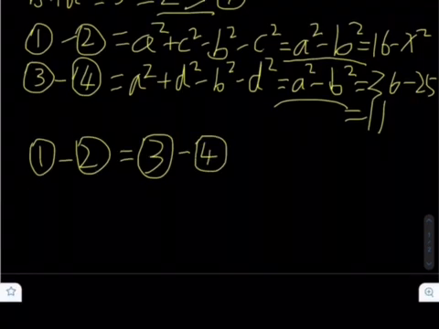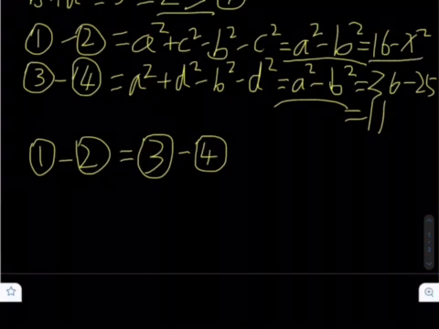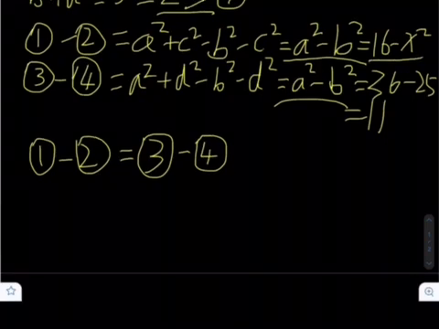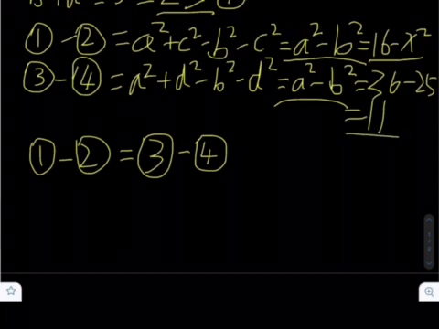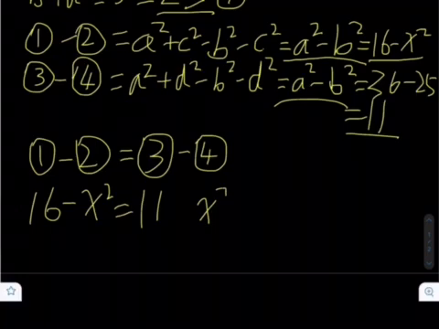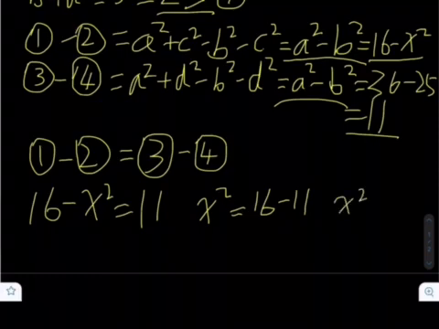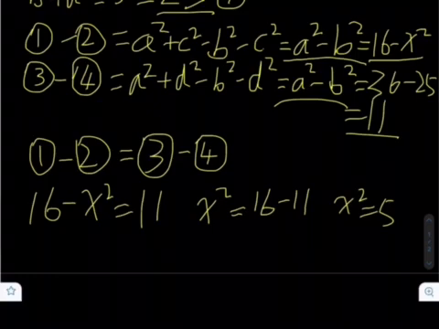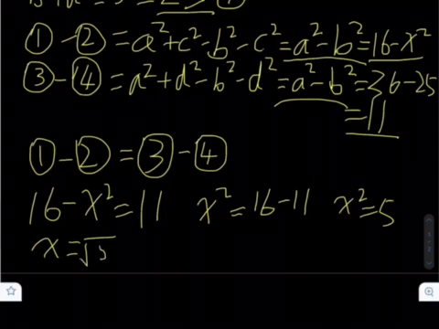And since equation 1 minus equation 2 also equals 16 minus x squared, and equation 3 minus equation 4 equals 11, we can get that 16 minus x squared equals 11. So x squared equals 16 minus 11. X squared equals 5. So the answer to this problem is x equals square root of 5.